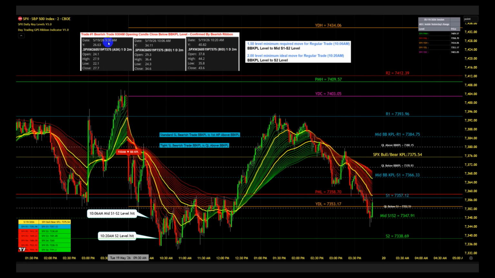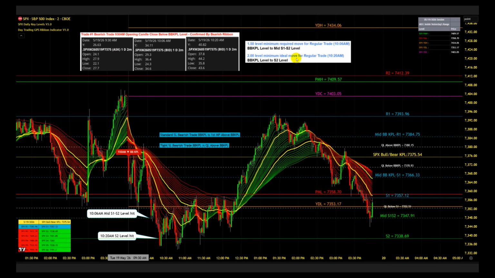Our entry was on the 9:30 a.m. candle. On the close of the candle, as you can see here, the ask price is $27.70. On the close of the 10:06 a.m. candle, after it hits the mid S1, S2 level, you can see here the bid is now $34.60 on the close of this candle. So the difference between those two is the profit if you exited 100% at this 1.5 level move in your favor.